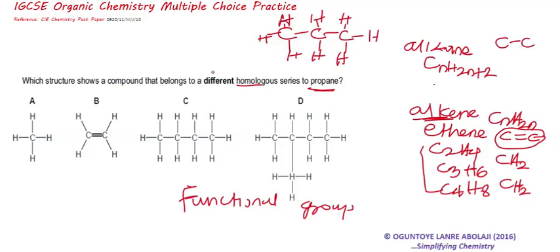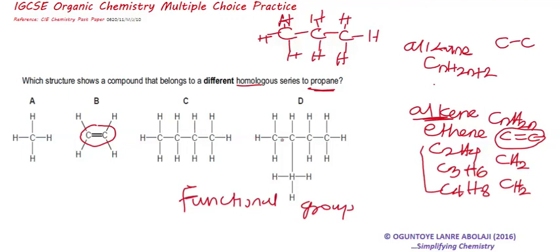Now, the first option, carbon to carbon single bond. It shows that it belongs to the same homologous series, the same family, alkane. This is methane. This is ethene, which has carbon to carbon double bond. This is butane, carbon to carbon single bond all through.